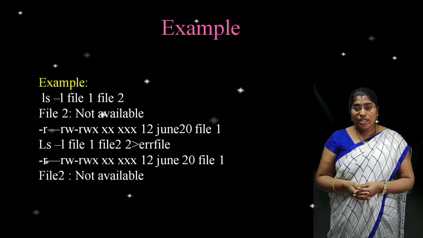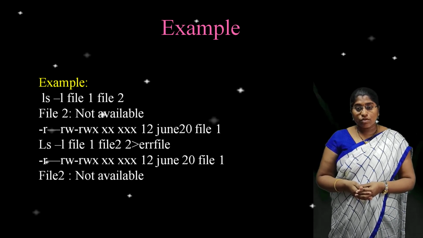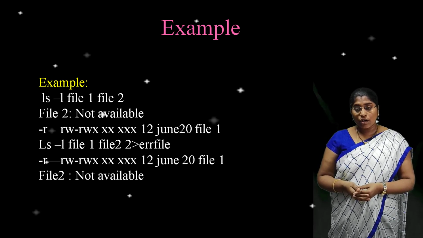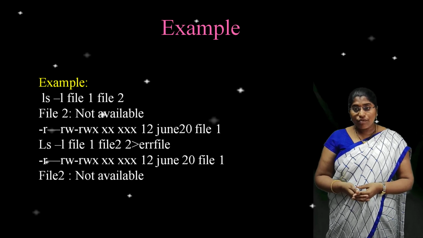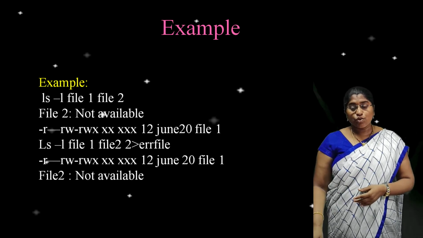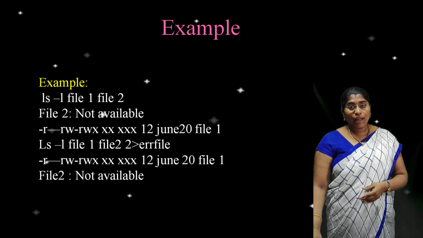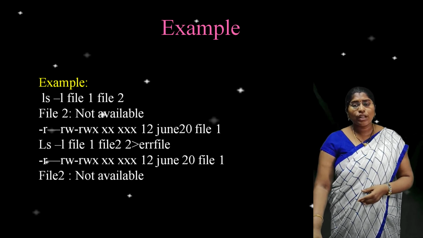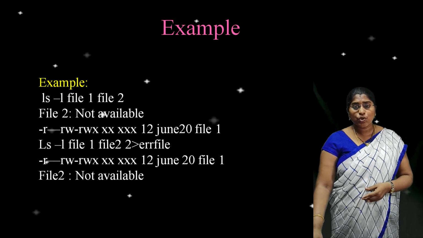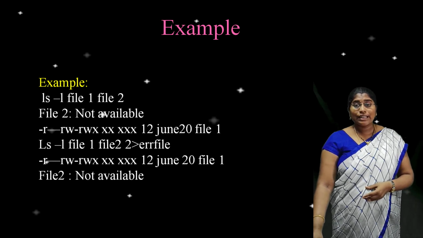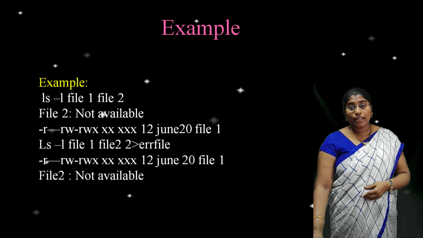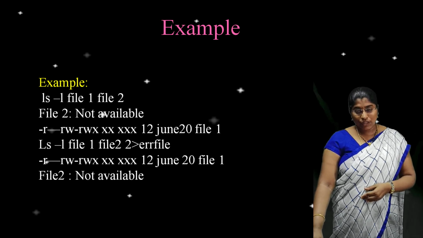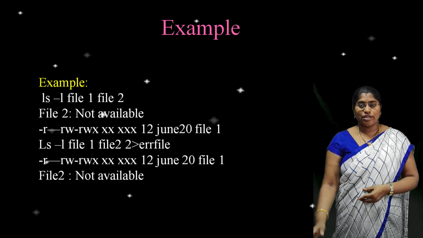So in the above example, there is no file named file2 in the system. So an error message is displayed along with the output of the files. To avoid this, we can store the errors and messages exclusively in a file, redirecting them with the use of a file descriptor explicitly. Okay, so this is error redirection.